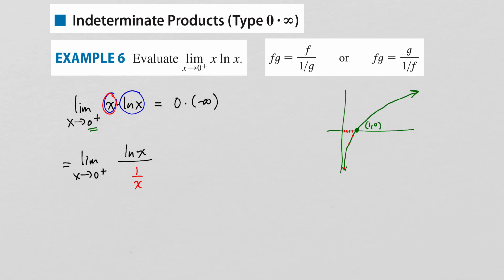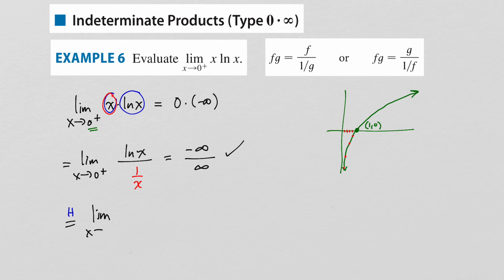Now let's evaluate this limit once again. So we know that as x goes to 0, the natural log of x goes to negative infinity. And in the denominator, as x goes to 0, 1 divided by a small positive number is positive infinity. So now we have a L'Hopital indeterminate, and we can therefore apply L'Hopital's rule.